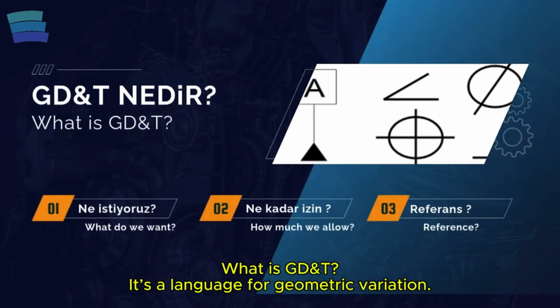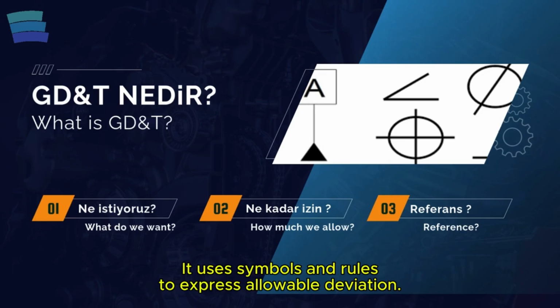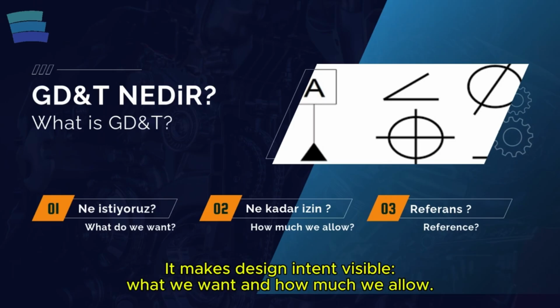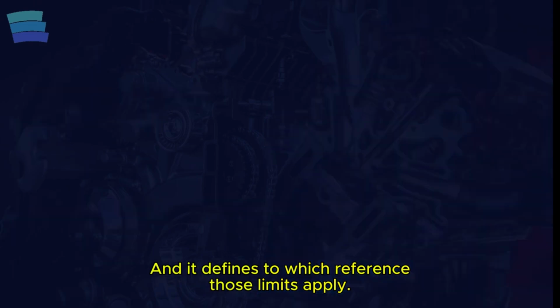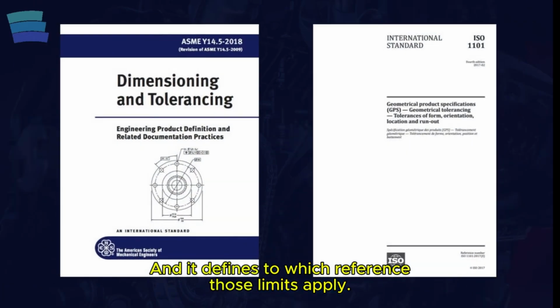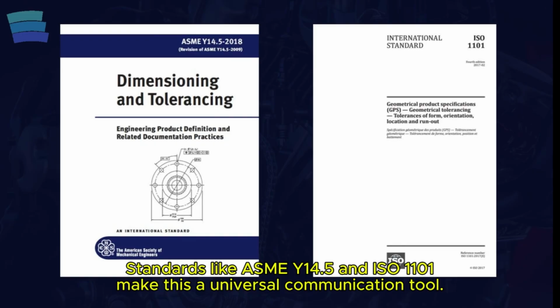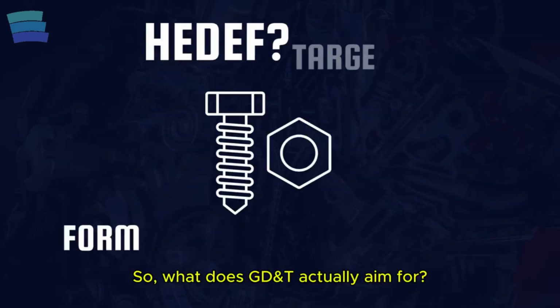What is GD&T? GD&T is a language that expresses acceptable deviations in part geometry using symbols and rules. This language makes design intent visible. What do we want? How much deviation do we allow? Relative to which reference? All of this becomes clear. The rules are defined in standards such as ASME 14.5 and ISO 1101. So this is not just internal company jargon, it's a universal means of communication.